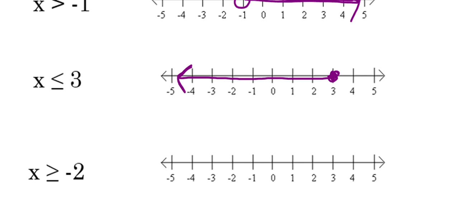And finally, I have x is greater than or equal to -2. So I'm going to go to -2. It's "or equal to," so it's going to be a solid dot. It says greater than, so any of these numbers that are greater than -2 have to be filled in. So I'm going to draw my arrow to the right.